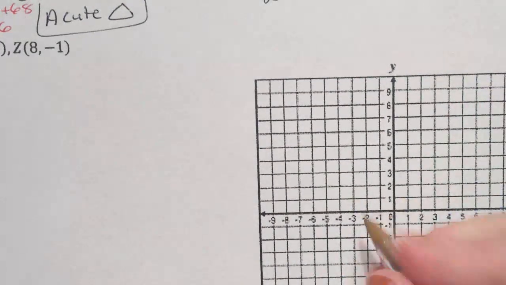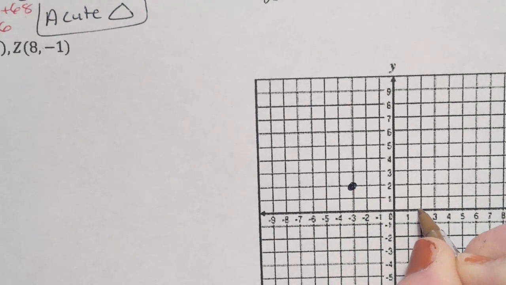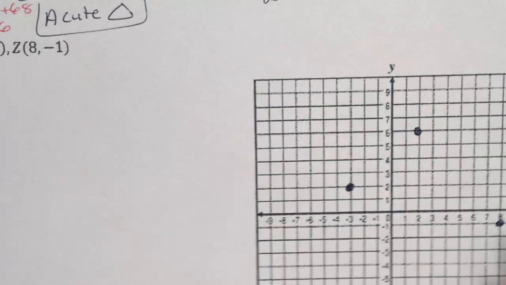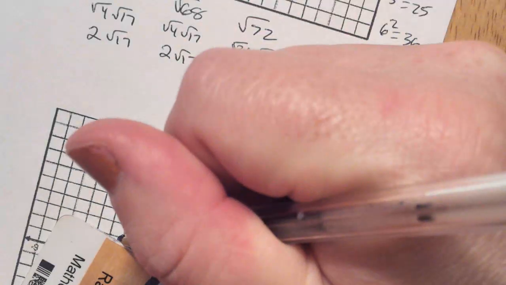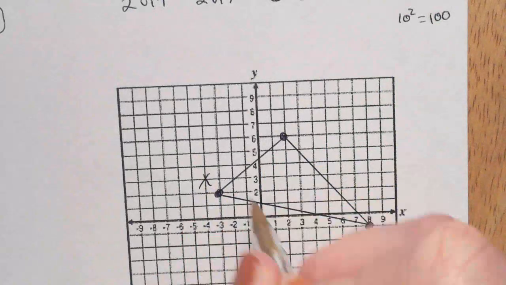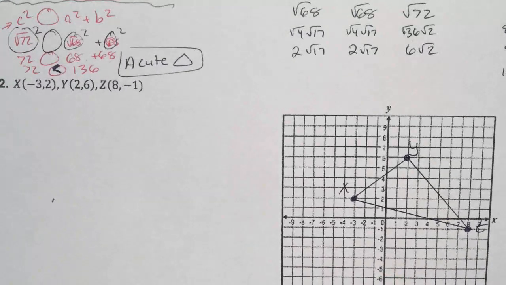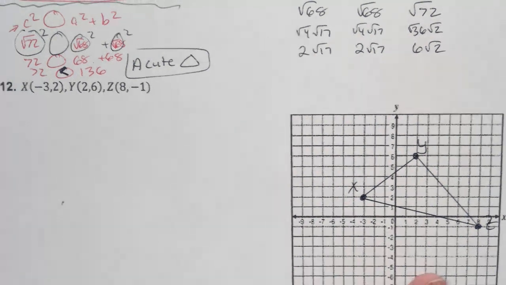Okay, let's plot the points. So -3, 2, 2, 6, and 8, -1. All right, so let's go ahead and draw that. All right, so we have X, Y, and Z. Okay, so just looking at this, you can probably make a good guess as to what it is based off of the side lengths. But let's actually do it mathematically.